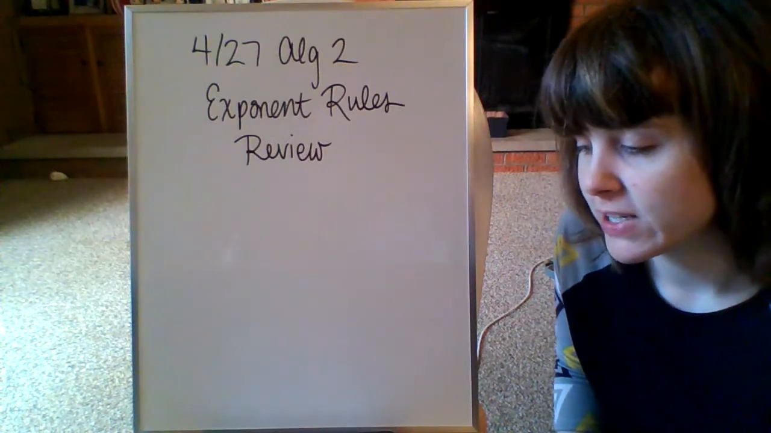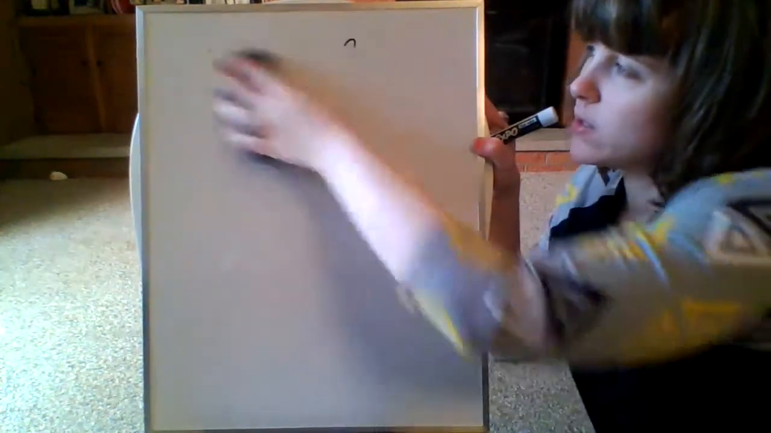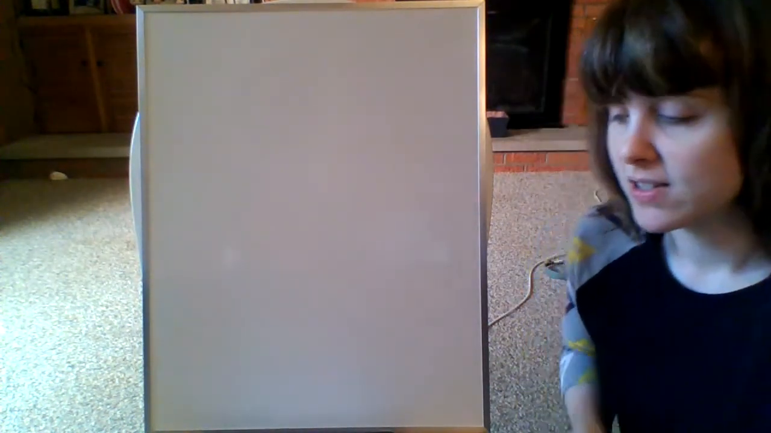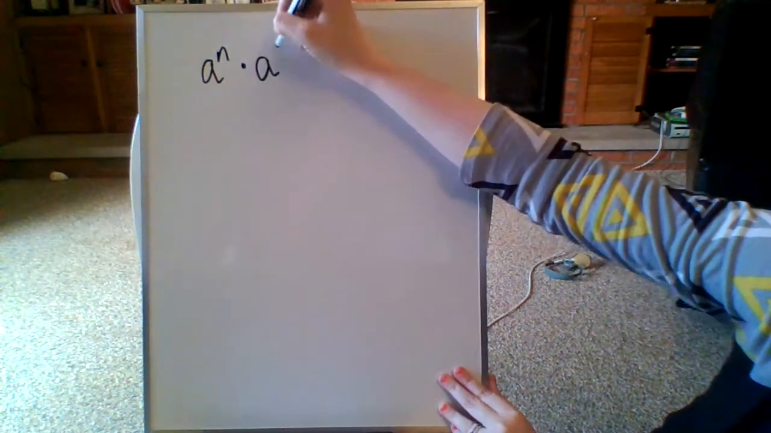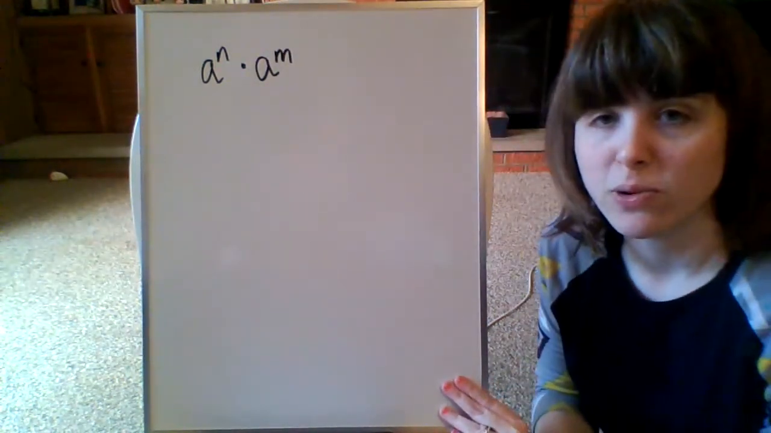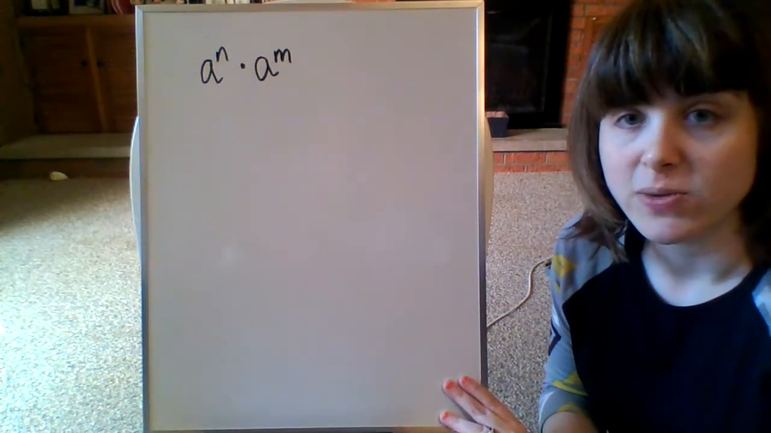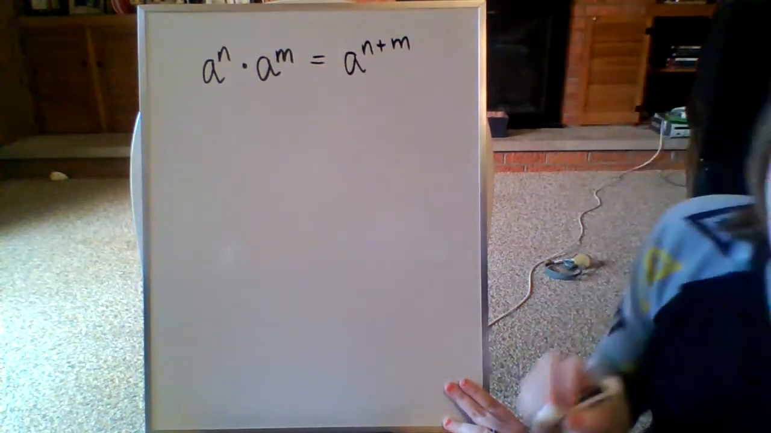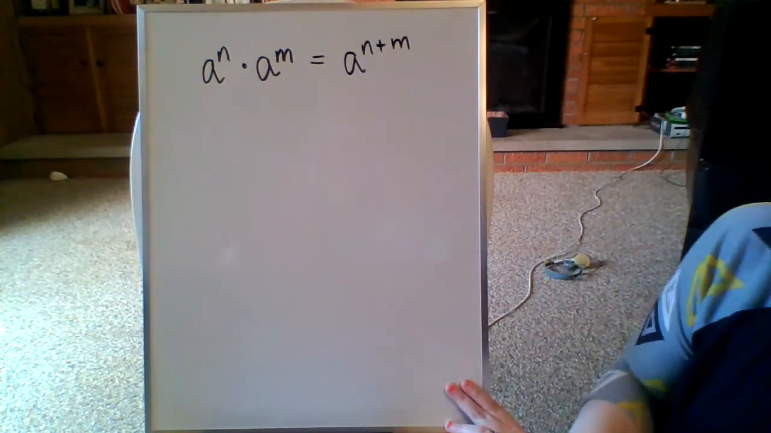So the first exponent rule is called the product rule. The product rule says if you have the same base, so like if you had this problem, those bases are both A. If you have the same base and you're multiplying, you're going to add the exponents. So this problem would become A to the n plus m. So when you have the same base, you add the exponents. Okay, that's called the product rule.